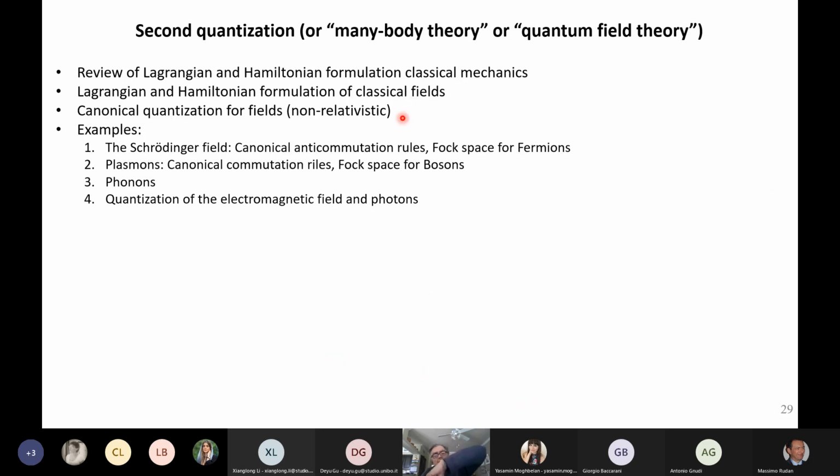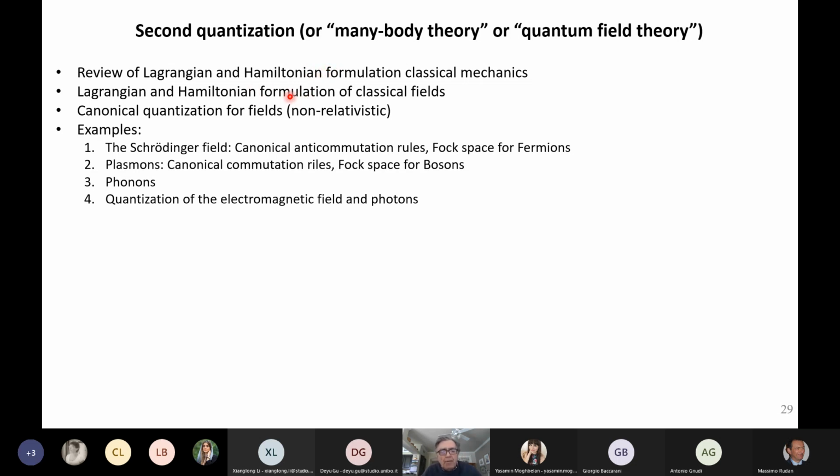So let's review what the plan is. I will review the Lagrangian and Hamiltonian formulation of classical mechanics, as we did before. We did it already in the first lectures, I believe, but it's good because I'll refresh it and it will make the transition to fields much easier.